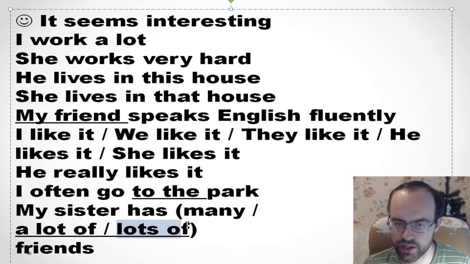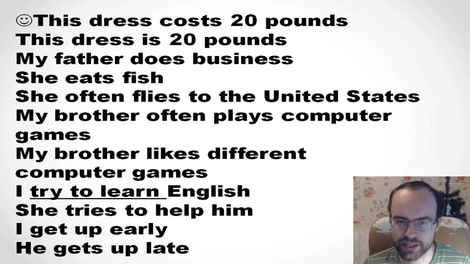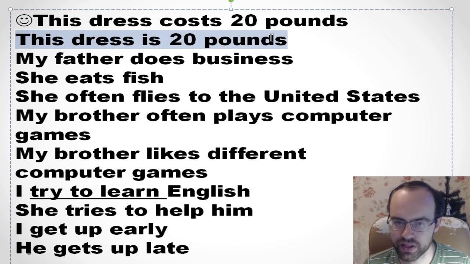If you say lots of friends, it's very common, a very popular phrase among native speakers, and you know that it sounds more informal. So my sister has lots of friends. Look, this dress costs 20 pounds, or you can say this dress is 20 pounds. You don't have a verb in this sentence; we talked about it, and you use the form of to be. This dress means it, so you say this dress is 20 pounds.